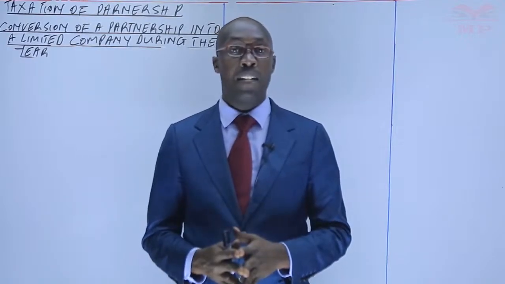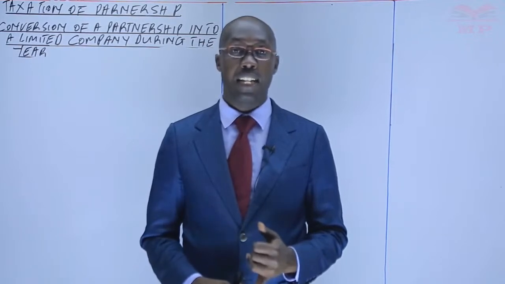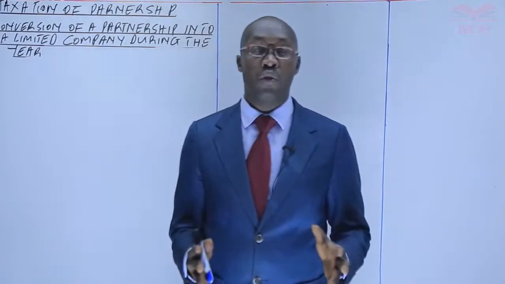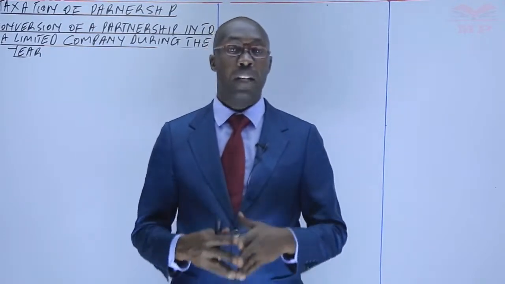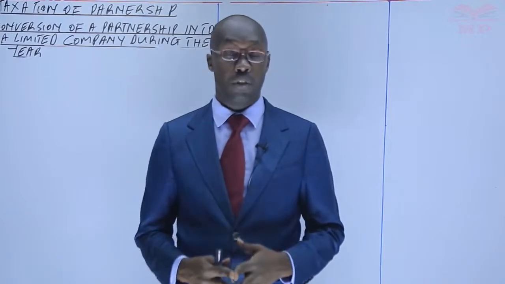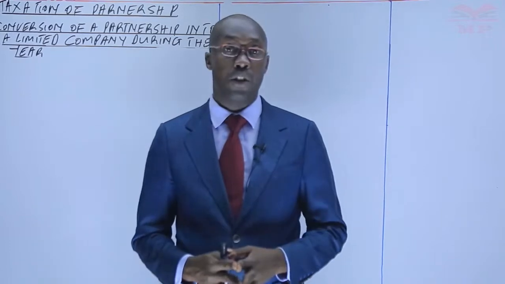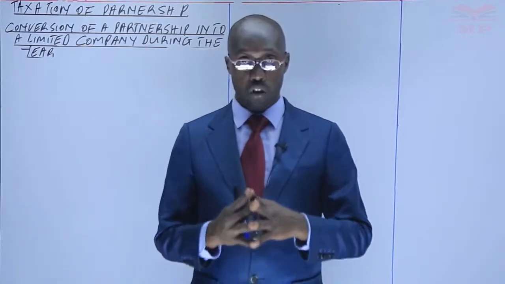We have looked at the questions about the admission and retirement of a partner during the year and also the conversion. But in the conversion, we only looked at one side of determining the taxable income, that is, when you are required to use the net profit method. So how about where you are required to use the gross profit method? How do you go about it? I want us to look at a question concerning that.